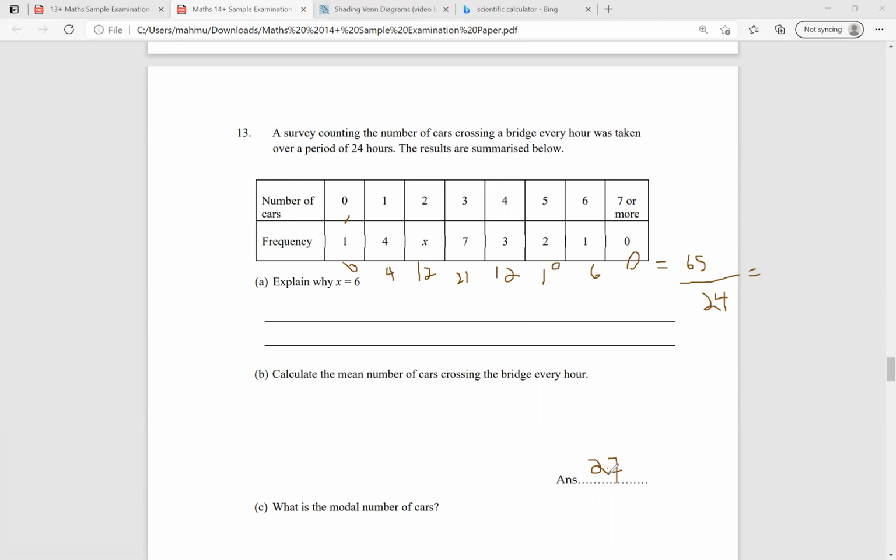So that's on average. Okay, what is the modal number of cars? What does mode mean? The mode is the one that appears the most amount of times. So which one is the mode?